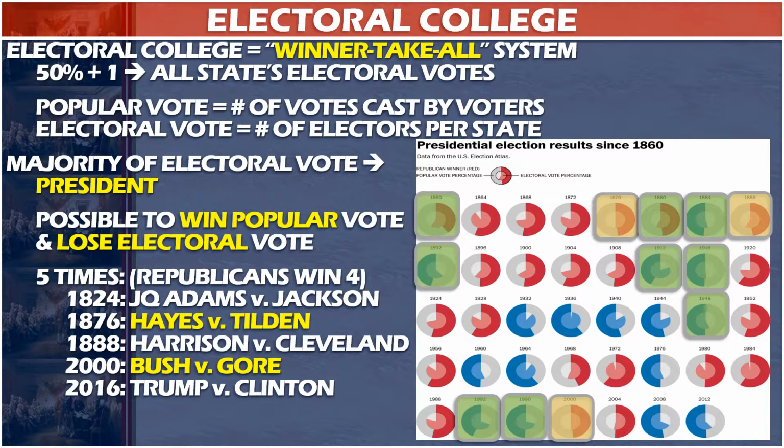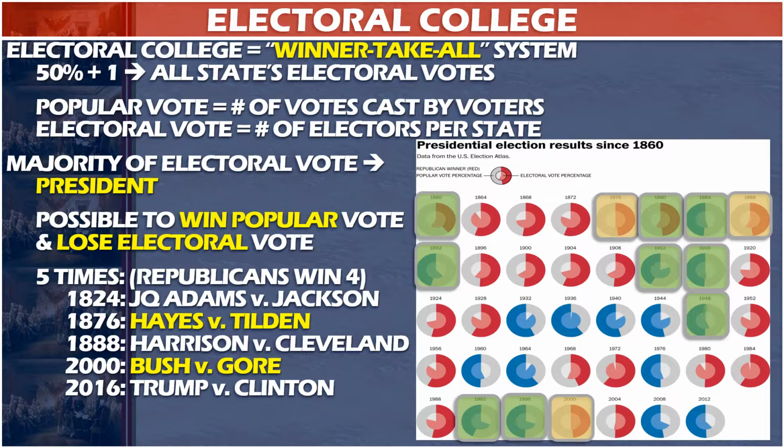So the Electoral College is a winner-take-all system, which means whoever gets 50% plus 1 gets all the state's electoral votes. And even 50 plus 1 is not quite accurate. All you need to do is have more than anyone else. So for example, if there are 3 or more candidates running, you can get the plurality, if not the majority, meaning you get the most votes, if not the majority of the votes, and therefore you could win all the electoral votes in that state.